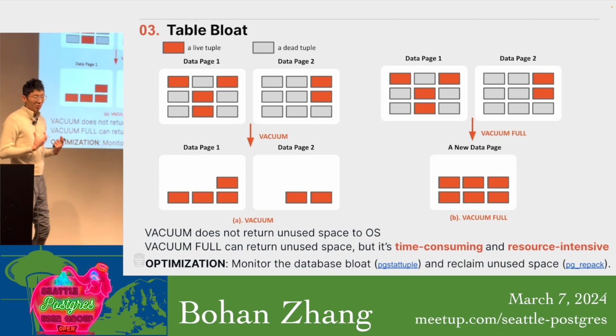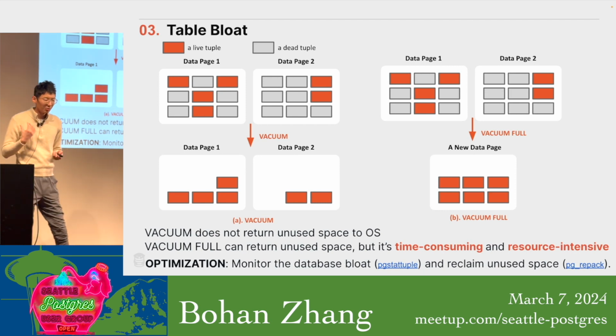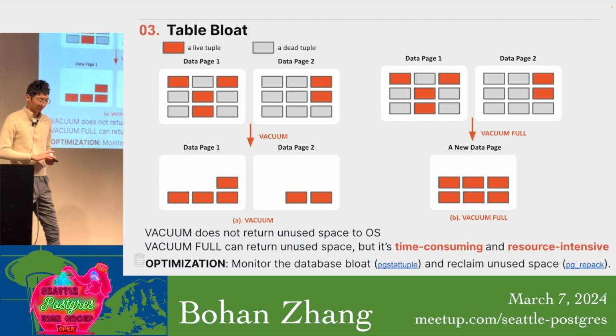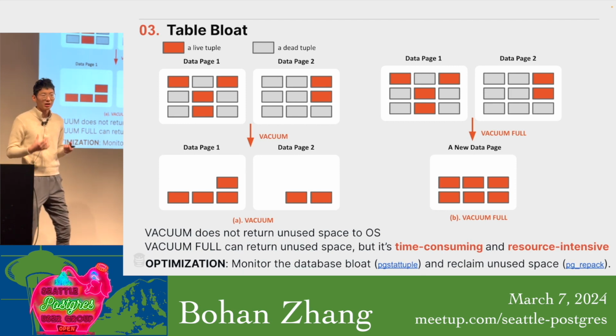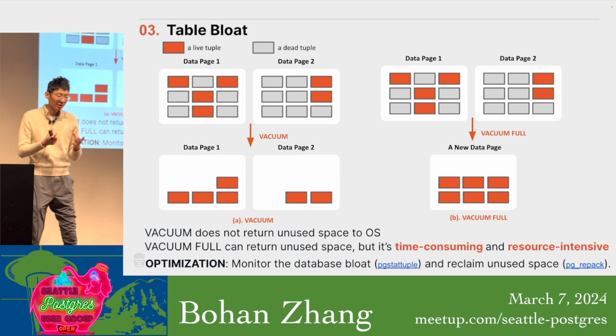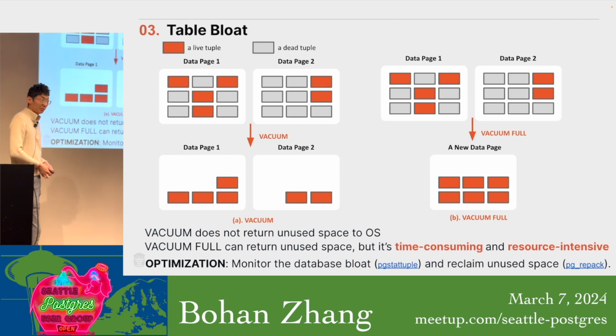So you don't want to run vacuum full casually. You need to run vacuum full carefully. You don't want to run it at peak time. You need to find some time when traffic is low and run vacuum full. And also, it blocks other operations. When we run vacuum full, I think it locks the table, so it blocks other operations on that table.